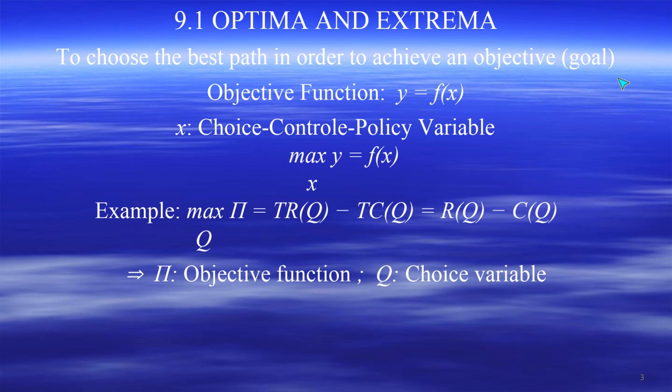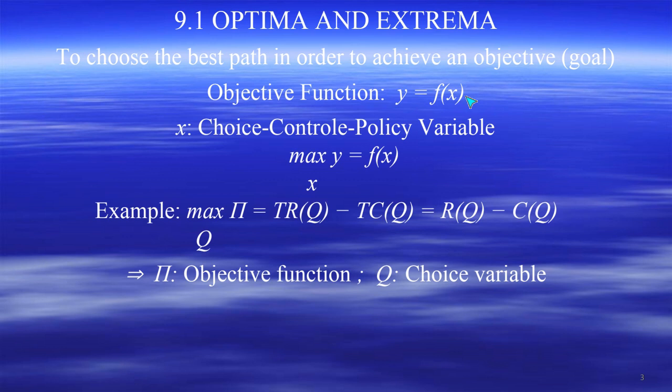So we have a goal, and we want to achieve it in the best way, going from the best path. So what is the objective? It is the objective function. y equals f of x, for instance, one sort of univariate objective function, a primitive function. This is our objective function. We want to maximize or minimize it.